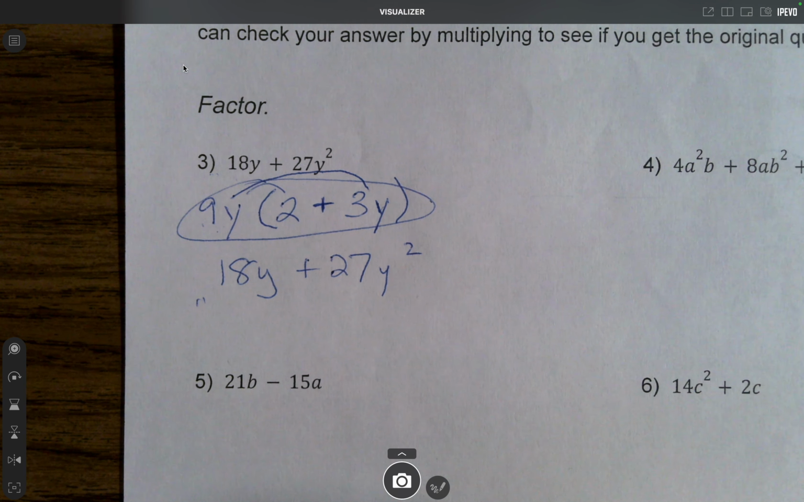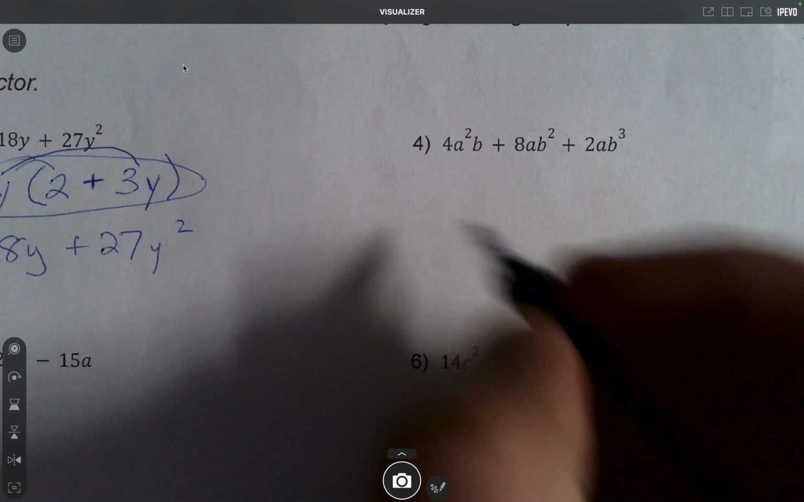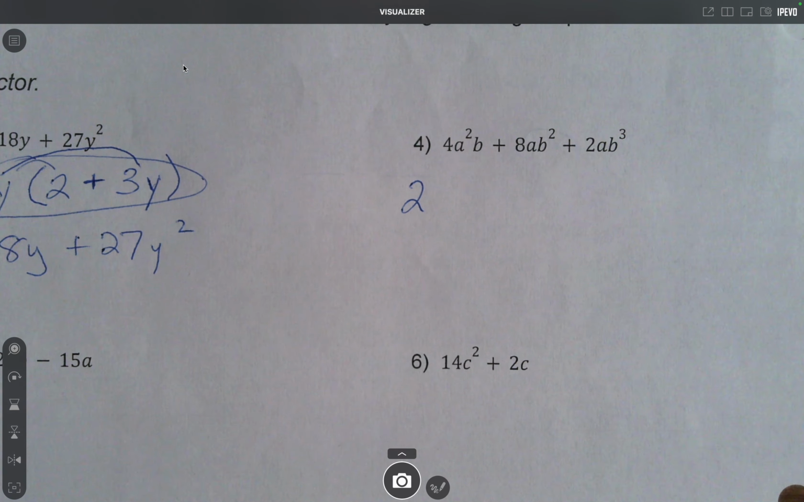Okay, on number 4, we want to first look at what number goes evenly into all three of these. So the only thing that goes evenly into 4 and 8 and 2 is 2. So I'll pull that out front to start with.